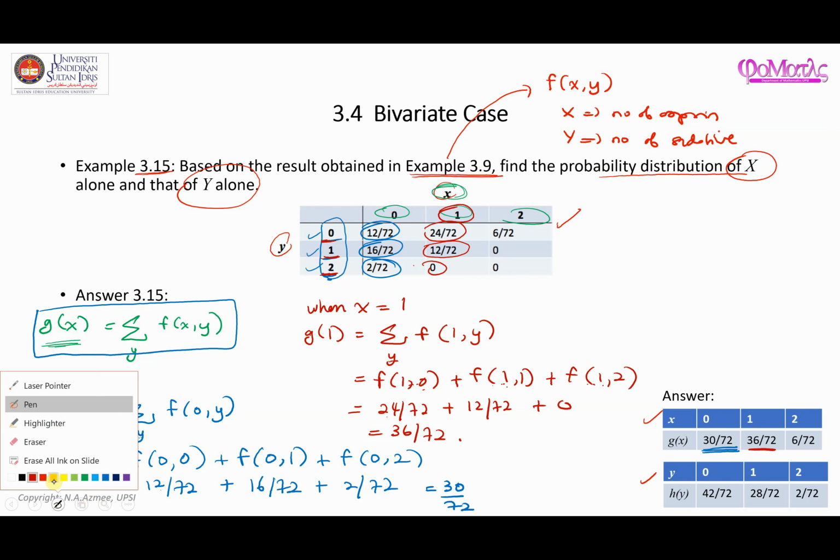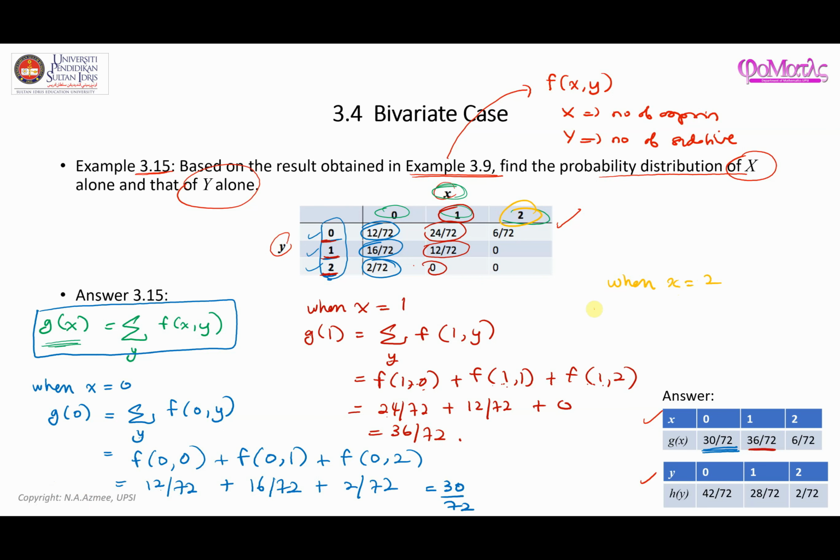Now finally, when x is the last value, x equal to 2, we have g(2), which is the summation with respect to y of f(2,y). And again, we're going to do the same process, where we take turns changing the values of y accordingly from the lowest to the highest.